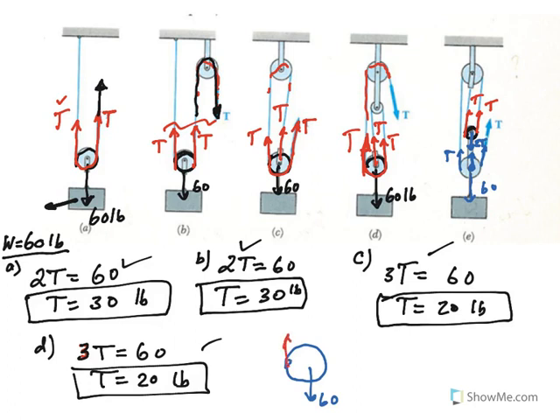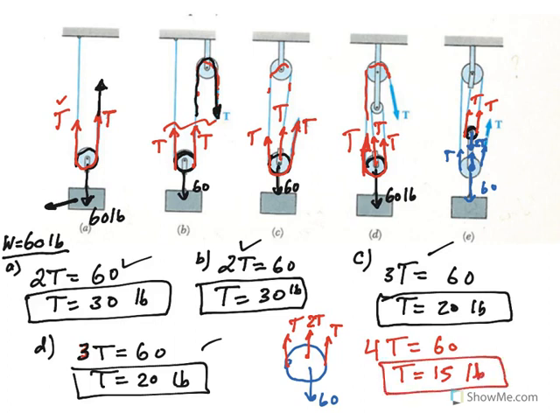A T, 2T rather, sorry, in the middle, and a T here. So you end up getting 4T equals 60, which will give you 15 pounds. So case E is the most advantageous, or the most efficient case.